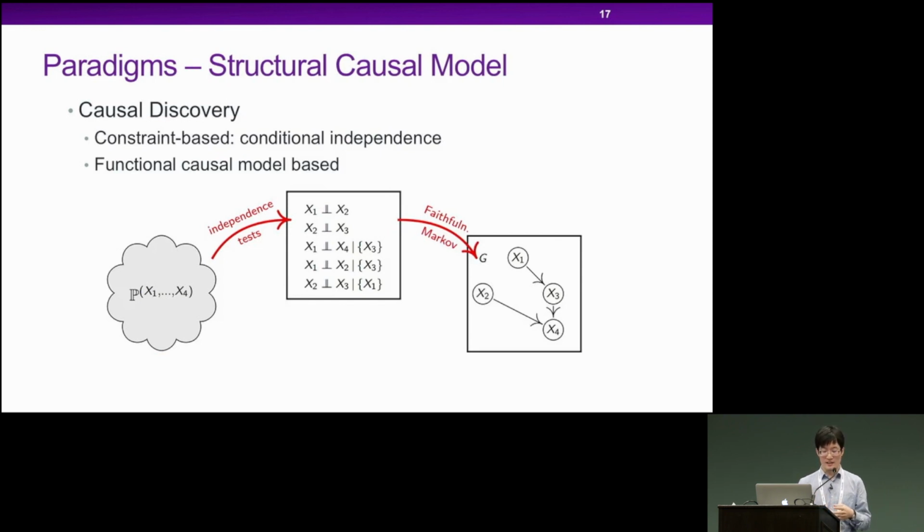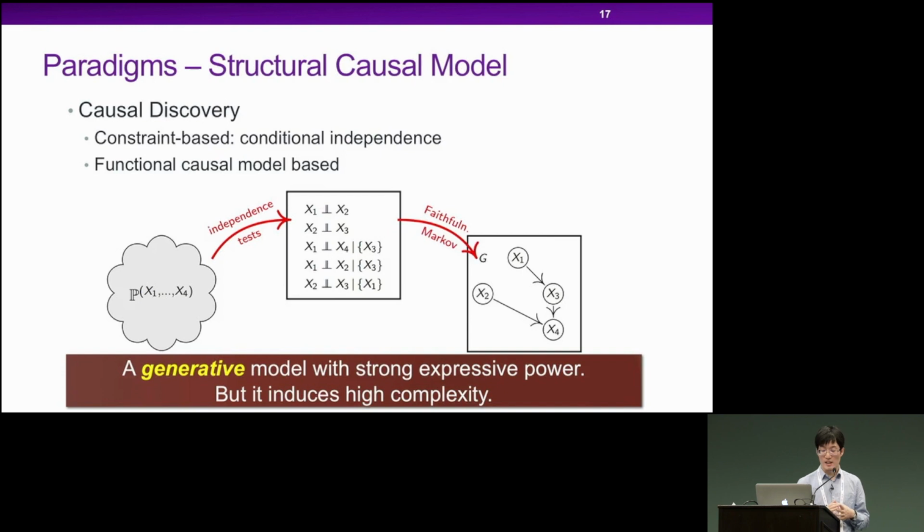So in this framework, this is actually a very strong generative model with very strong expressive power, but the problem is it induces very high complexity. Okay, so this is a problem.